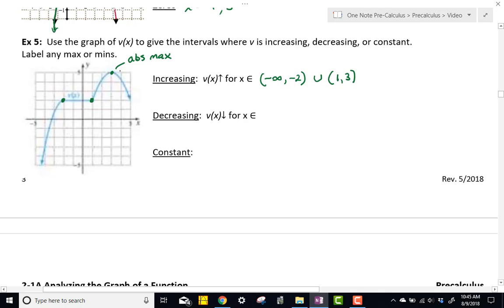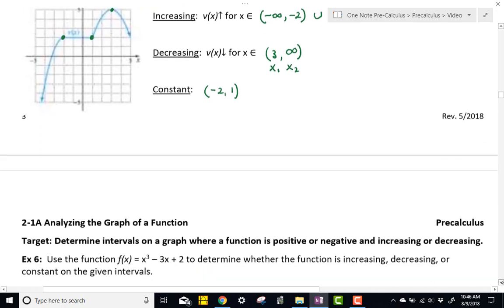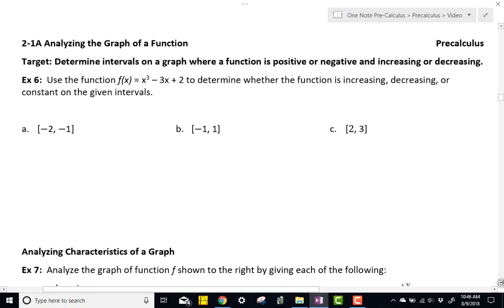Where are we decreasing? Where are we going down? Well, we're going down from 3, where x is equal to 3, and then we just continue down forever. So from 3 to positive infinity. Remember, this is an x value, some x1, to some x2. We're not talking about x and y here, only x's. And then where are we constant? We've kind of talked about that already. We're constant from -2 to positive 1. Okay? All right. Let's see what we got on the last page here.